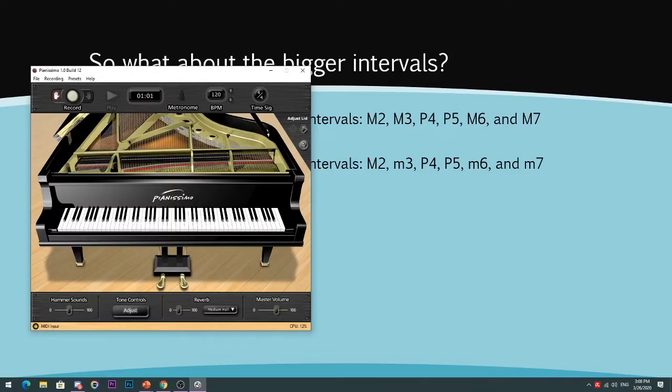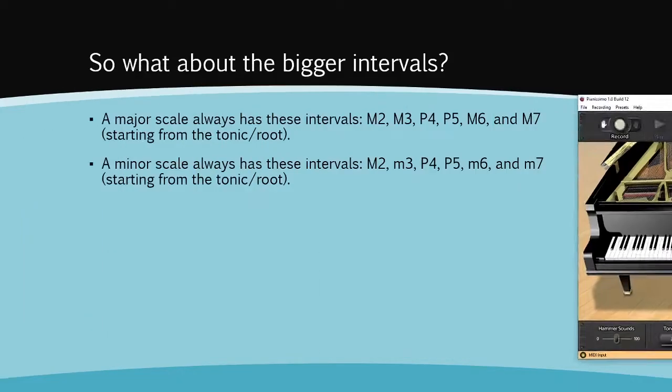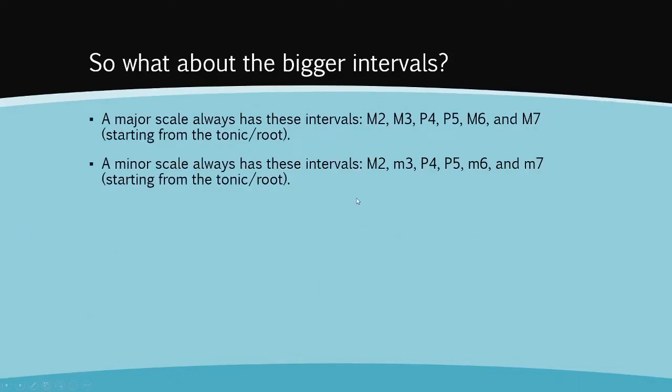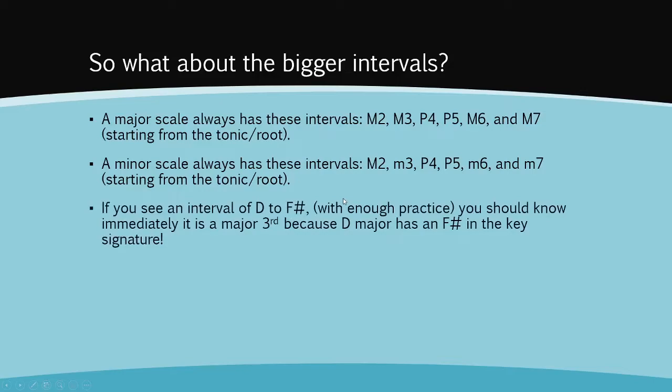So no matter what scale it is, you should almost always have a major second, starting from the lowest note in that key to the next note, all right? Always a whole step. Okay, so now, if you see an interval of D to F sharp, with enough practice, you should know immediately that it's a major third, because D major has an F sharp in its key signature, okay?